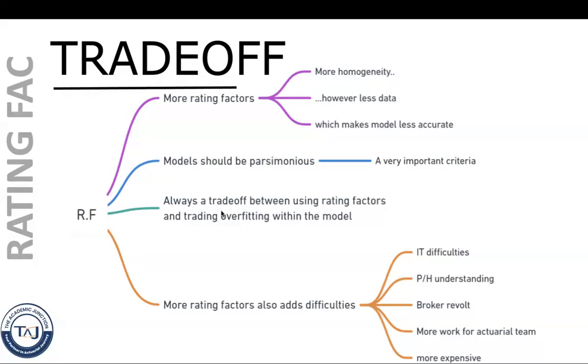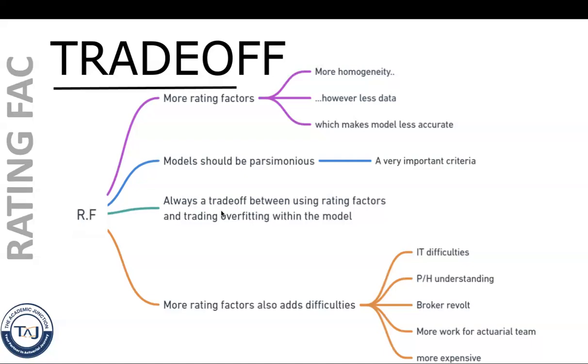Let's say you have only one rating factor, which is gender. So you have male and female. Now your risk cells, there are only 2 columns, male and female. And that's about it. They're 2 categorical variables, so your data is simple and easy.